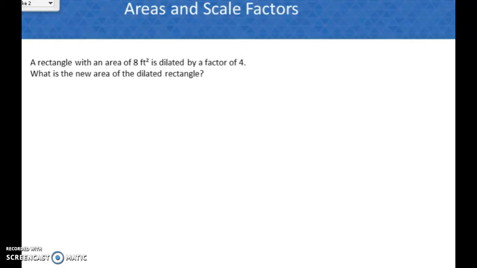Okay, so this problem says a rectangle with an area of 8 feet squared is dilated by a scale factor of 4. What is the new area of the dilated rectangle? Alright, I'm going to show you guys two ways to do this.